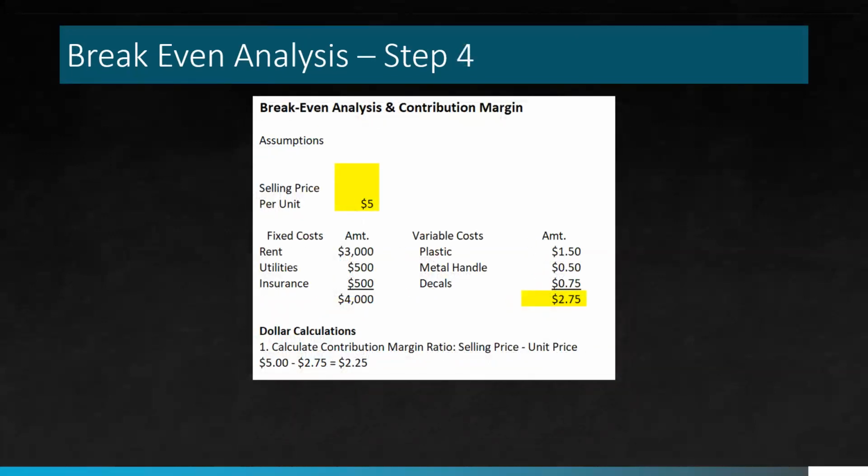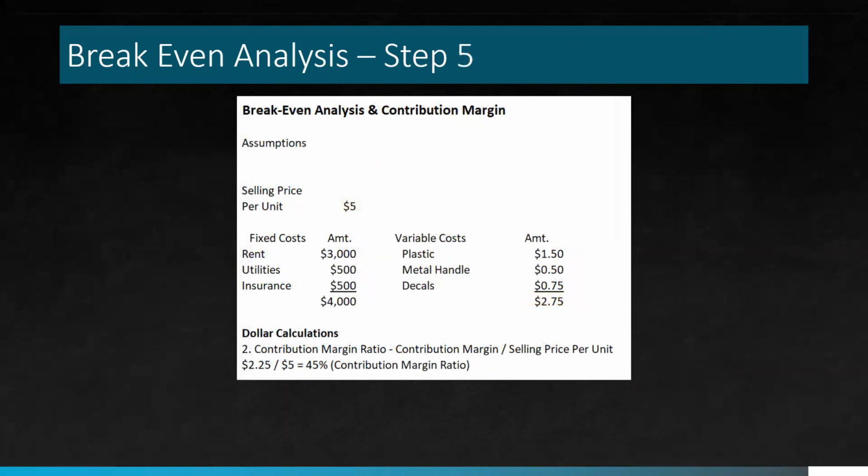Now, if I want to know the dollar amount that I need to sell, again, I'm going to calculate the contribution margin first. That is the selling price per unit minus my variable costs, which is $2.25. Now I need to calculate the contribution margin ratio. How you do that is you take the contribution margin and divide it by the selling price per unit. So I'm taking $2.25, which is my contribution margin, dividing that by my selling price of $5 per pop socket, and my contribution margin ratio is 45%.